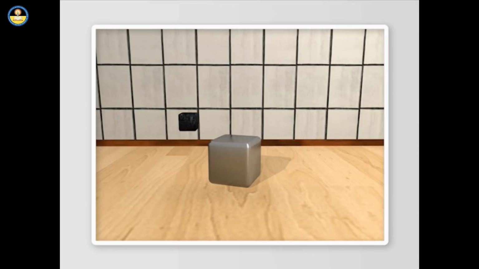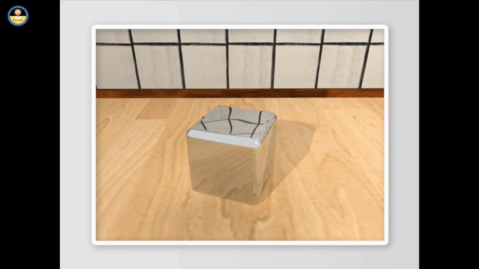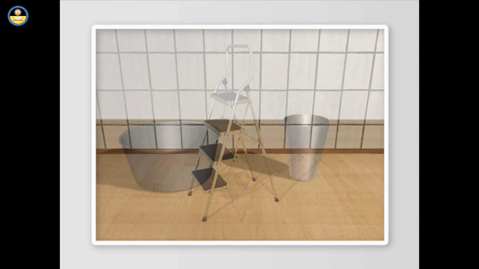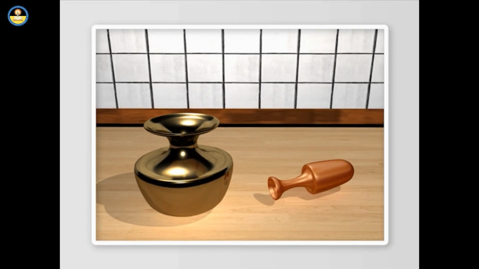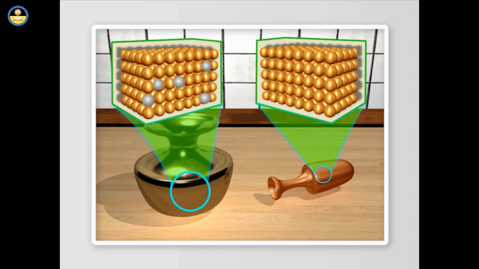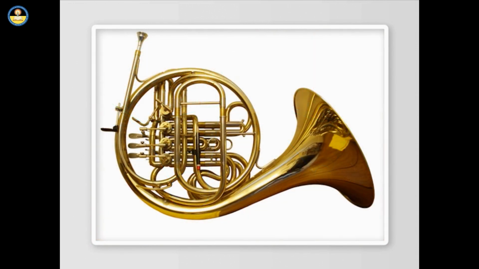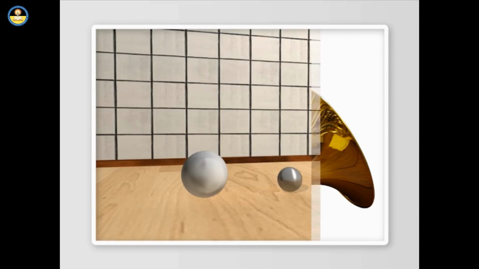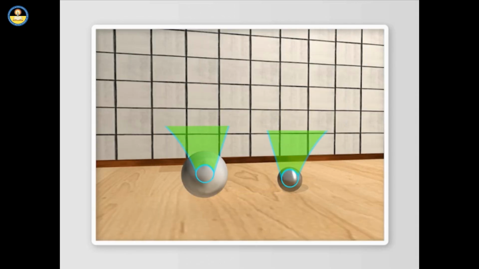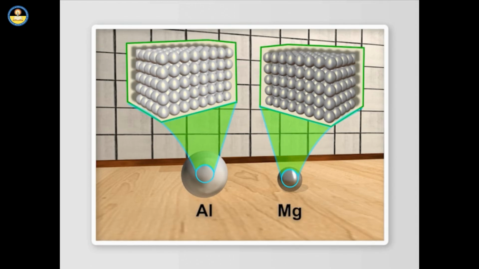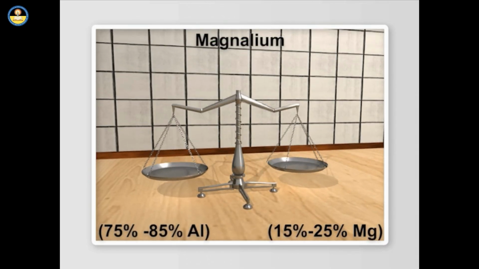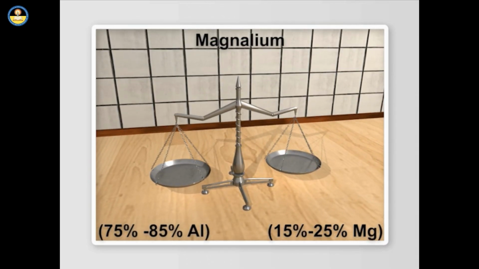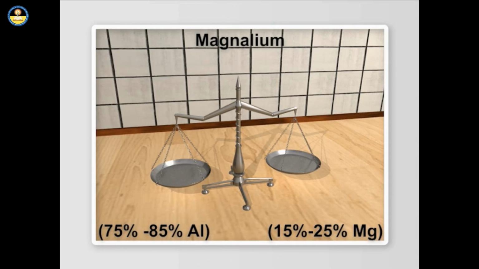The aim of making alloys is to improve their properties by making them stronger, harder, resistant to corrosion, having a better finish and luster. An alloy is a combination of metal with another, so as to improve the properties of the base metal. Alloys are made of different types. An alloy can be formed by combining a metal with other metal. Magnesium alloy is formed by 75% to 85% aluminium and 15% to 25% magnesium.